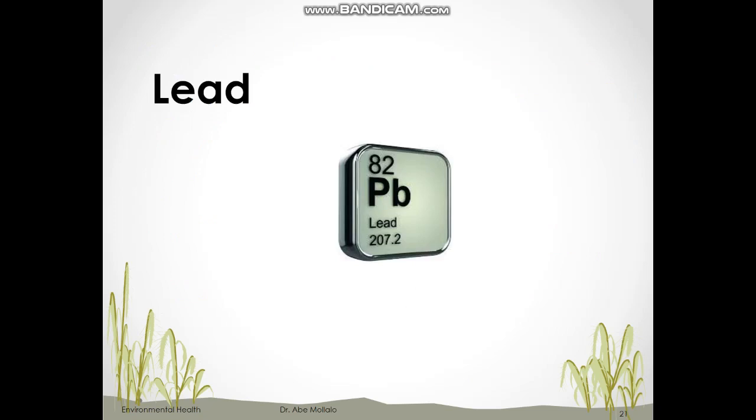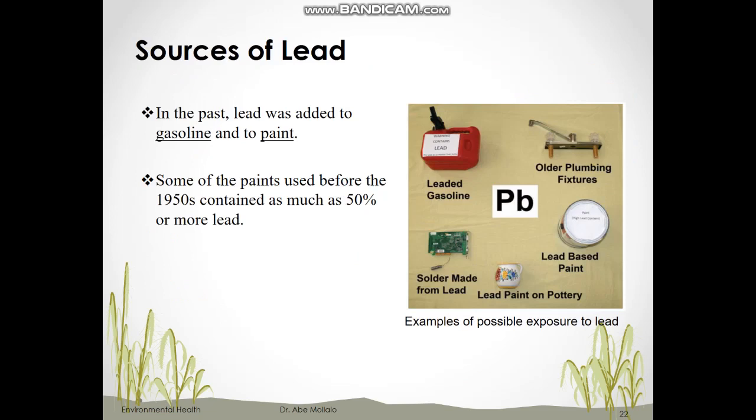The next heavy metal that we're going to talk about is lead. Some examples of sources of lead that we may be exposed to are leaded gasoline, old plumbing fixtures, and lead-painted pottery. In the past, lead was frequently used. For example, lead was added to gasoline to improve performance of combustion engines, and it was also added to paint to improve coating durability and adherence. Experiments have shown that some paints used before the 1950s contained 50% or more lead.